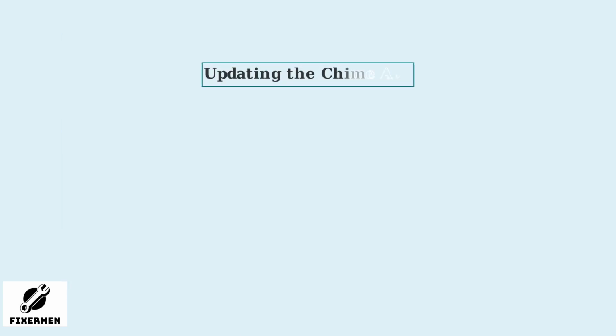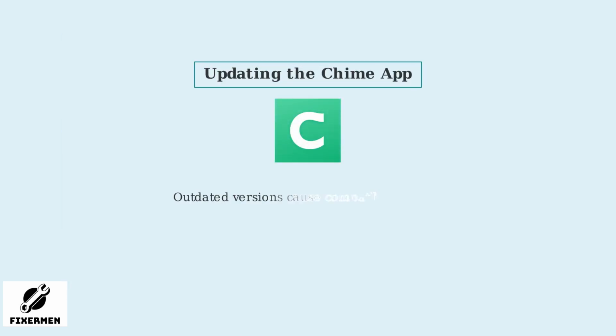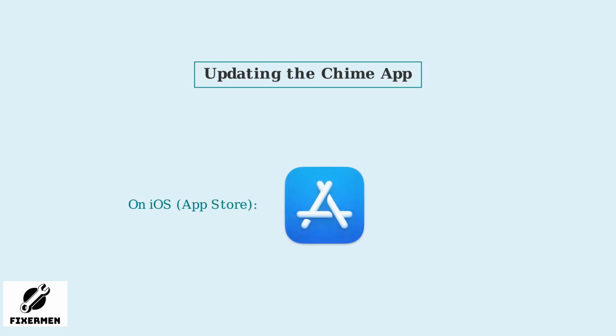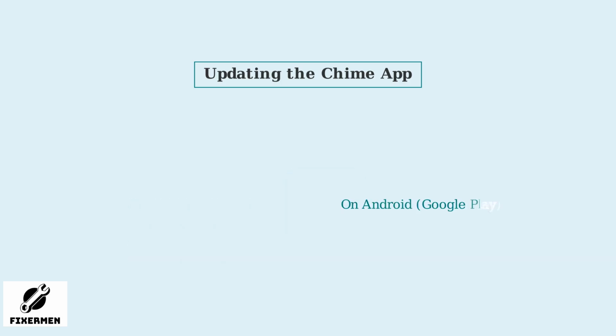Using an outdated version of the Chime app can lead to compatibility issues and login errors like code 310. To prevent this, ensure you have the latest version installed from your device's App Store. On iOS devices, open the App Store, tap your profile icon, scroll to find Chime and update it.